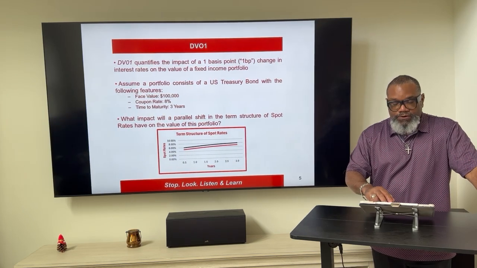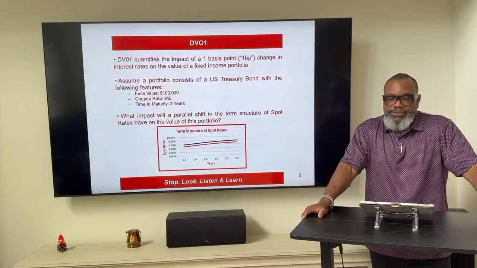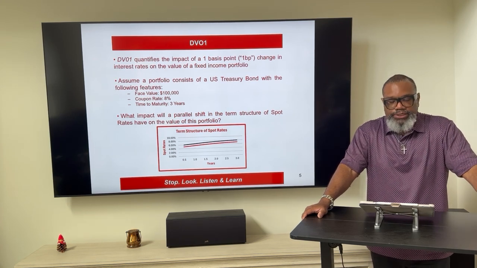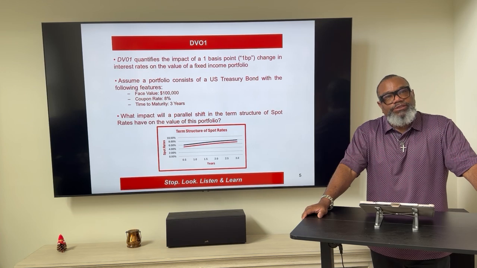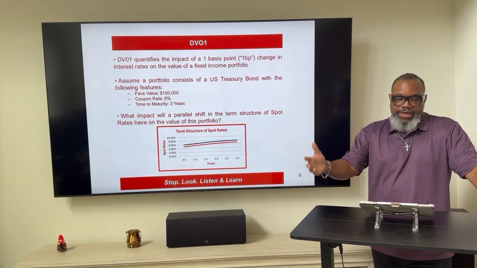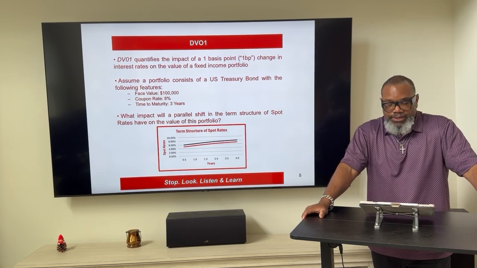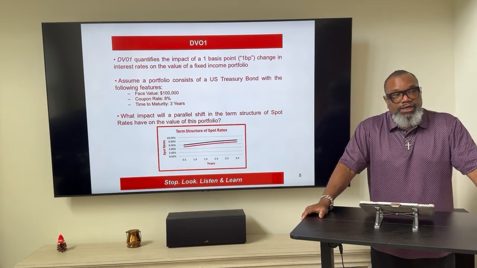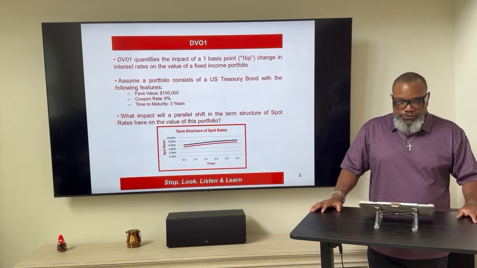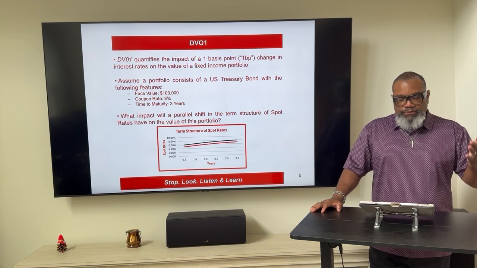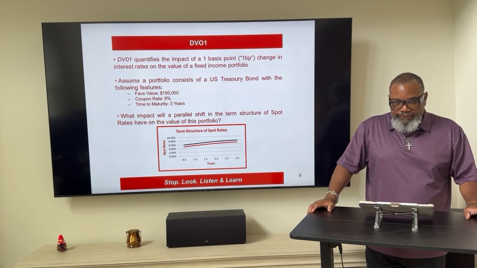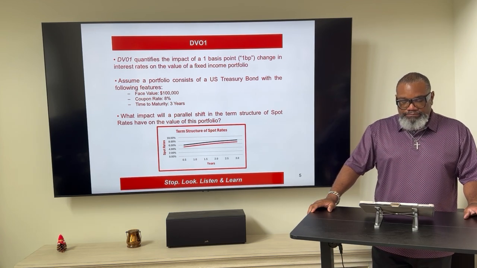Now, if we go to DV01, DV01 basically quantifies the impact that a 1 basis point change in an interest rate will have on the value of a fixed income portfolio. And just to illustrate this, we assume that we have a portfolio consisting of a U.S. Treasury bond with the following features: a face value of $100,000, a coupon rate of 8%, and a time to maturity of 3 years. And the question is, what impact will a parallel shift in the term structure of the spot rates have on the value of this bond?